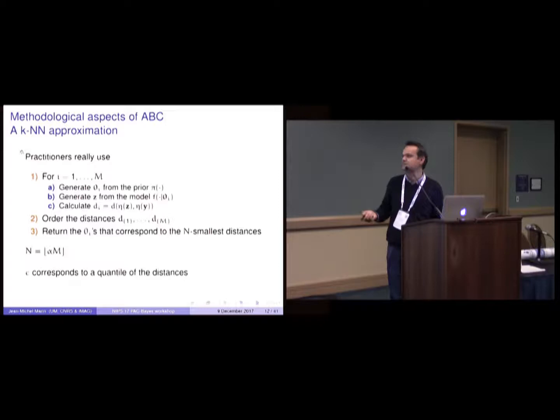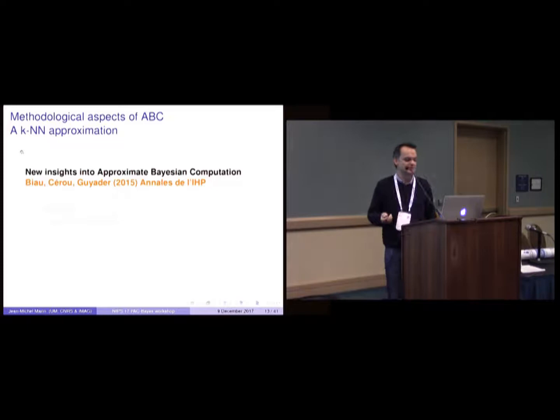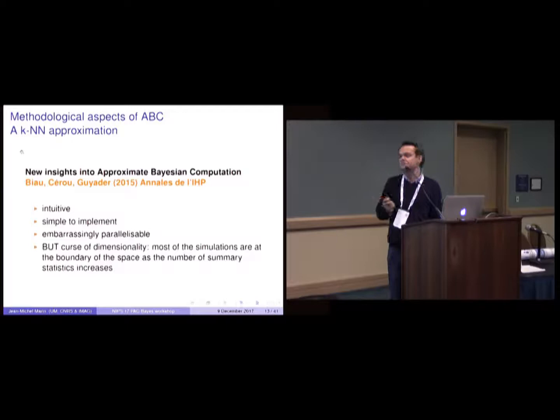Okay, so this is advised in this paper of Gérard Biau and co-authors in Annales de l'IHP. This method is intuitive, simple to implement, embarrassingly parallelizable, but you have a curse of dimensionality. Most of the simulations are at the boundary of the space as the number of summary statistics increases. You know better than me, I think, what the curse of dimensionality is. So you have typically this curse, and this is the reason why we summarize the data.